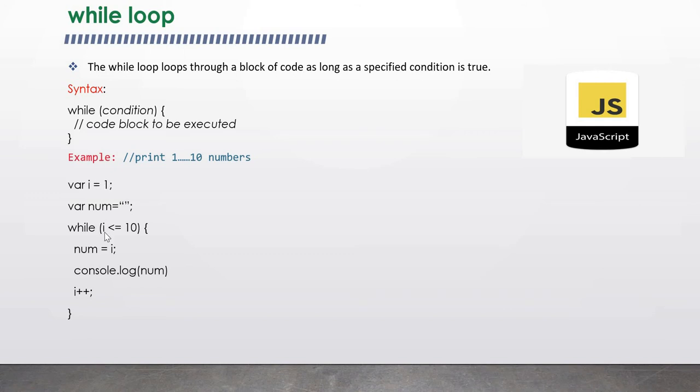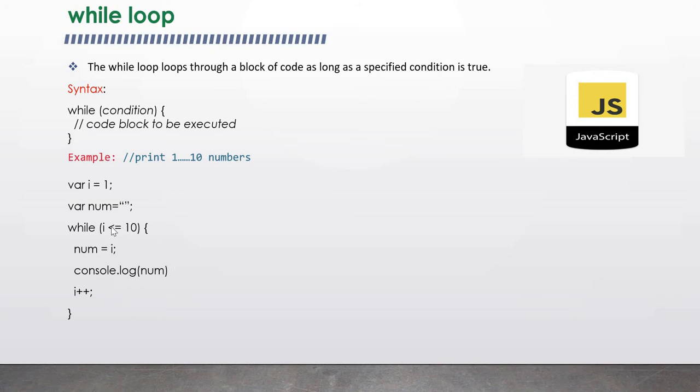First we have i equals 1, so 1 is less than or equal to 10, so it will start from 1 up to 10. The loop will continue from 1 to 10, and while this condition is true, we put i, which is 1, into the num variable, because num was an empty variable. So the first time, i equals 1 equals num. On the num variable we put the i, which is 1. The next line is console.log the num, so we print the num variable, which is 1, and then we increment the value of i.